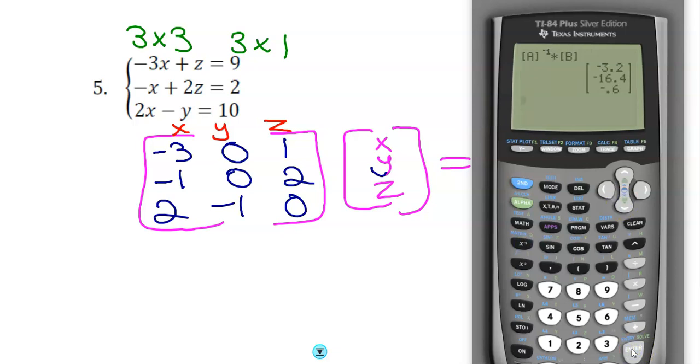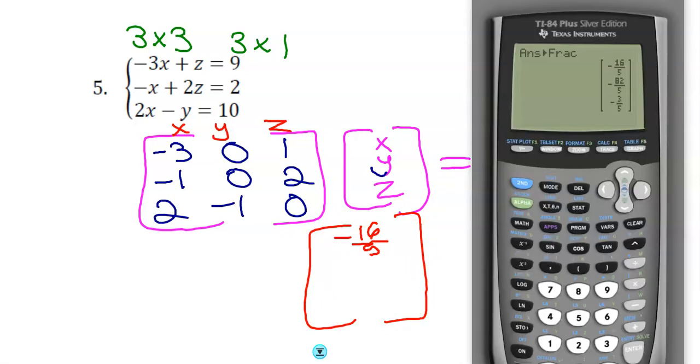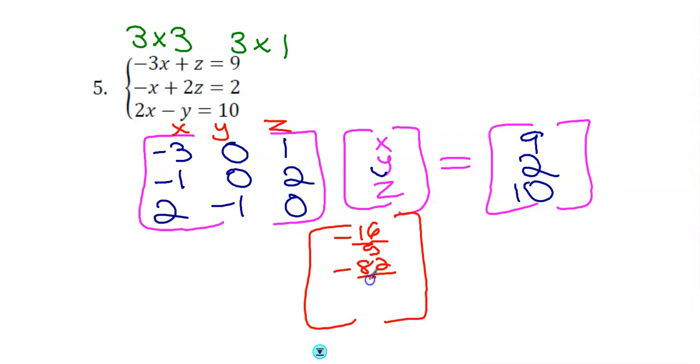So I, again, have those lovely decimals, so let's change them to fractions. And there we go. So I have -16/5. I have -82/5. And I have -3/5. So glad we don't have to do these by hand. Phew, that would not be fun. All right, so those are my answers for x, y, and z. There we go.